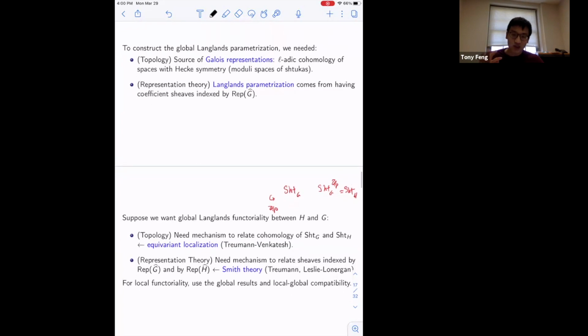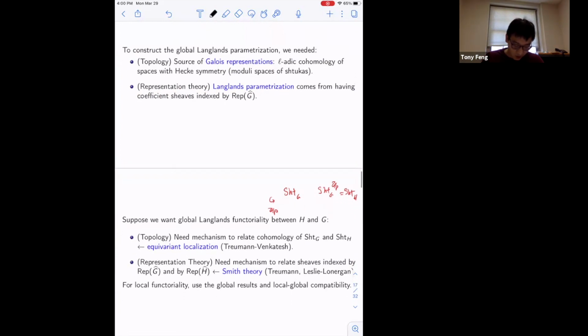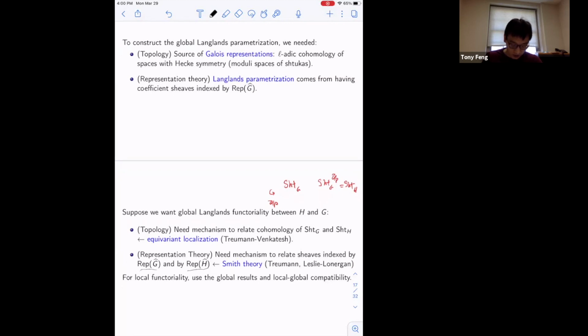That being said, that's just a purely topological thing: a space, its fixed points, and equivariant cohomology are related. We also need to address the really specific feature of this situation, which is that you have coefficients indexed by this representation category. So the second part of this two-part strategy is we need a mechanism to relate this indexing process of sheaves indexed by representations of one dual group and representations of the other dual group. And again, in the context of base change, this mechanism will come from Smith theory in a form developed by Treumann and Leslie and Lonergan.